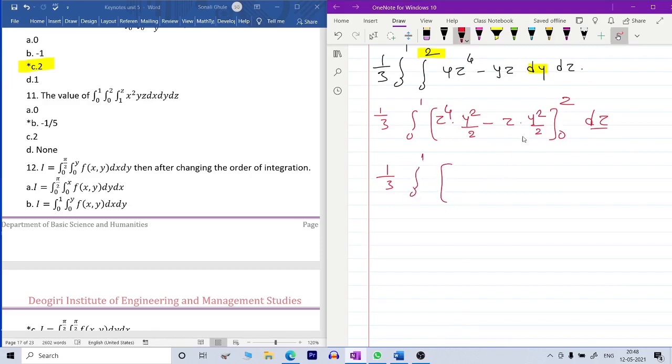Now here we have to use the upper limit; the lower limit is already 0, so we won't get an answer otherwise. So use the upper limit: z raised to 4, 2 raised to 2, that is 4 upon 2, minus 2 raised to 2, that is 4 upon 2, dz. Okay, 1/3, 1/2, 1/2. I can keep outside 0 to 1, and here 4 is also constant, I can keep it outside, so the remaining is 0 to z raised to 4 minus z dz.